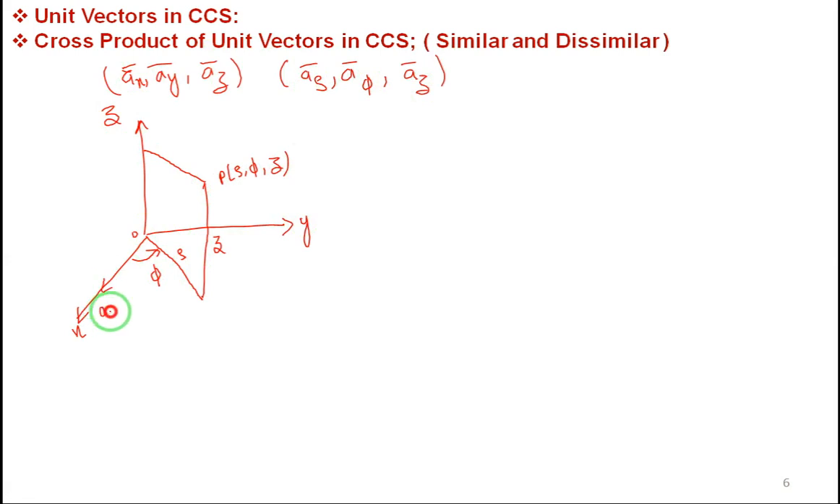So here, along rectangular coordinates, these are AX, AY, and AZ. We are familiar with this in the rectangular coordinate system. Similarly here, we have to identify which is A rho, A phi, AZ. So point P is here.